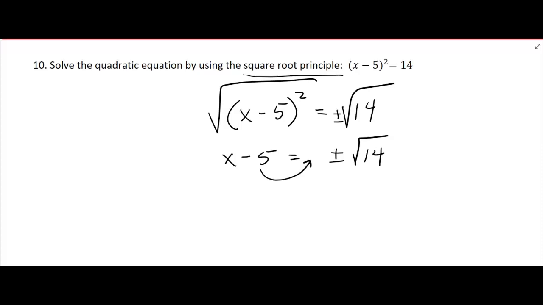A lot of people put it at the end. Please don't do that. I show you in the videos to put the radical at the end. It's in the videos, okay? So follow the videos and it'll be better for you. Okay, so you do this by adding 5. And so you're going to get 5 plus or minus the square root of 14. Now, you could have written them separately.